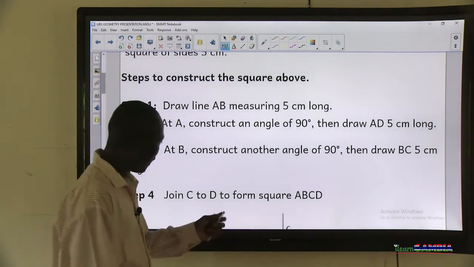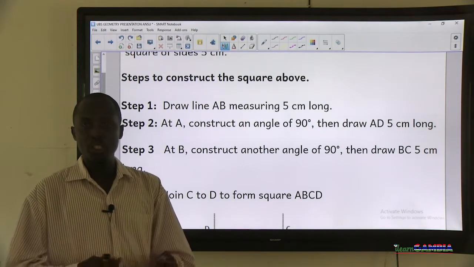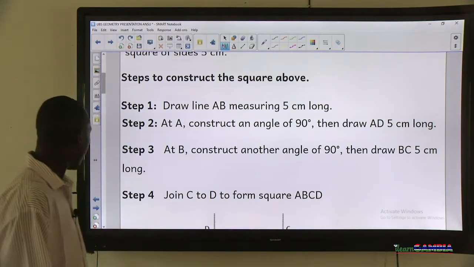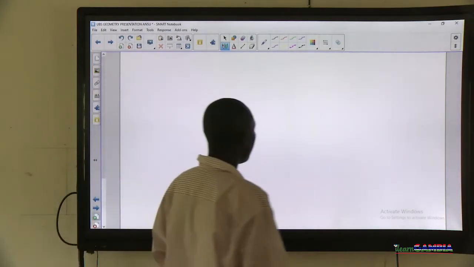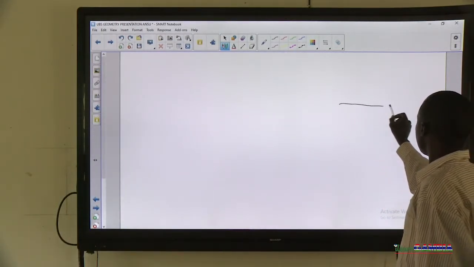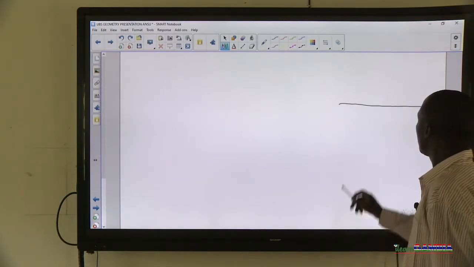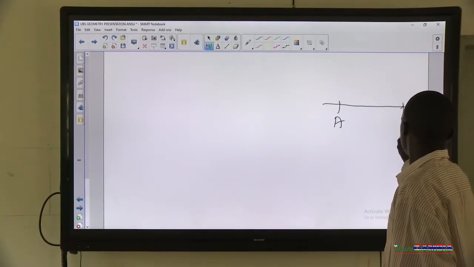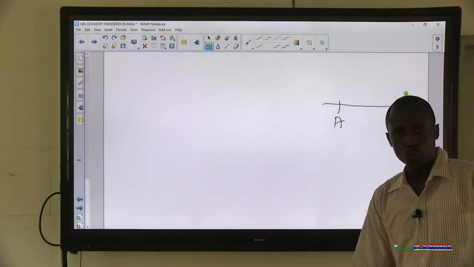ABCD. Now let's make a sketch first, because in construction of these plane shapes, we need to make a sketch of it first. That will give us a point when they are assessing us. So let's get a sketch first. The sketch will look like this. I'm just doing a rough sketch. We have a line. Call this line AB. What is the next thing that you do?